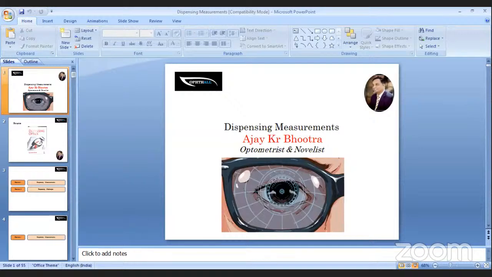Now, there are several dispensing measurements that we need to take while dispensing the spectacle lenses, but we will restrict our discussion today for the sake of this course to these three types of measurements. One is pupillary distance measurement, and then multifocal segment height measurement, and then we will also talk about the measurements for the customized lenses. We will stress more on pupillary distance measurement and multifocal segment height measurements, but we will just have a passerby idea on the customized lens measurements.